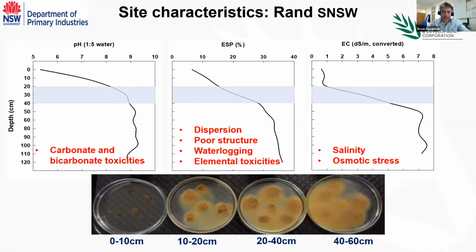That ESP itself causes problems with poor structure, waterlogging, and some dispersion. And salinity here, which is electrical conductivity, again, in Australia, anything above 4 is considered saline. It's about 6 or 7 when it hurts a crop like wheat and barley, and basically you have osmotic stress or some sort of sodium and chloride toxicity symptoms. As you can also see in these petri dishes, the topsoil is not dispersive. As you increase the depths, it can be dispersive.